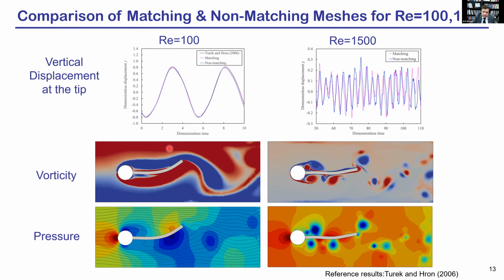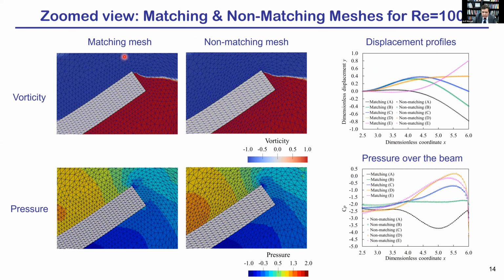Here is the Reynolds number equal to 100, and we are getting a very close solution between matching and non-matching meshes. This is to validate that the techniques that we have developed are variationally consistent. They're not introducing anything artificially into the system. Here is the response for Reynolds number 1500, and a snapshot of vorticity for 100 and for 1500 for velocity and pressure. Here's the zoom view for matching mesh and non-matching mesh for vorticity, and we get a similar qualitative response. Here is the pressure, and again, the qualitative response looks similar.